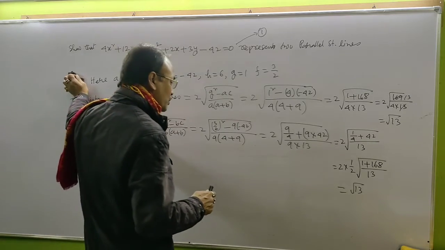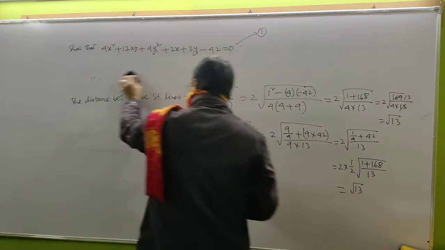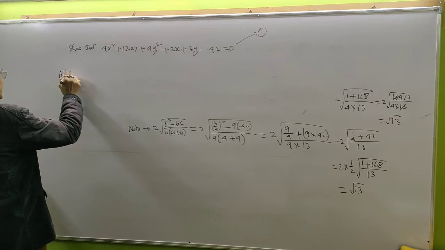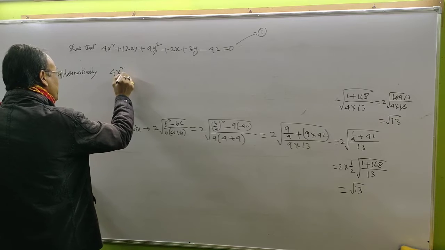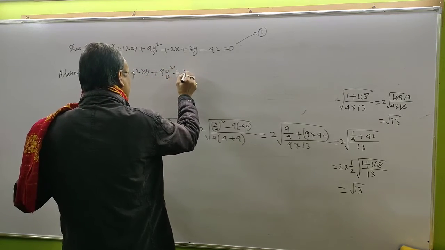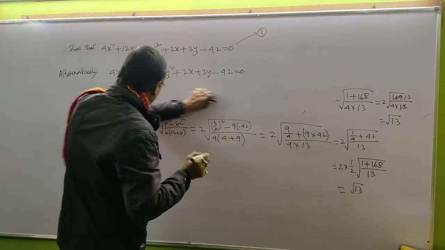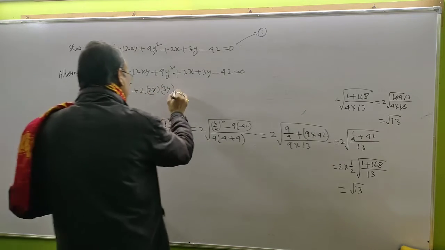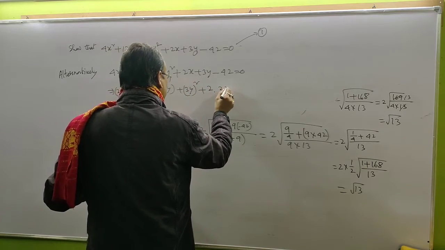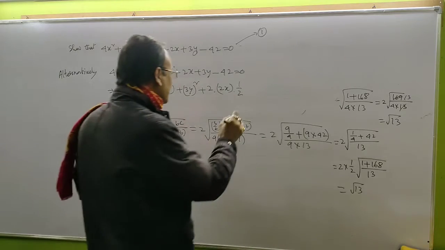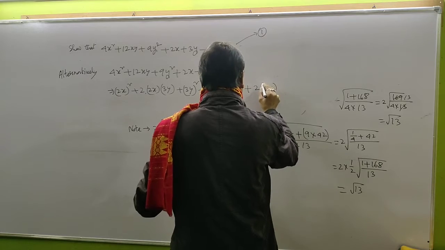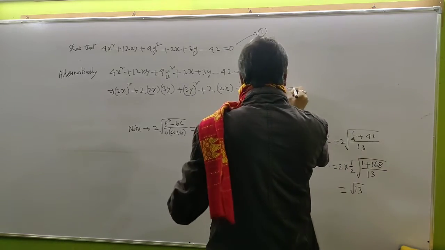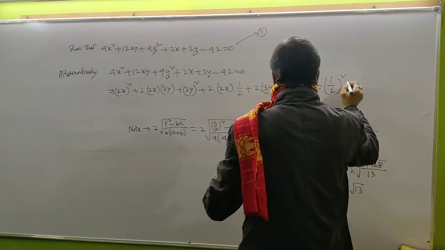Now, as before, we shall try to solve this problem in an alternative way. Alternatively, the given equation can be written as: (2x) whole square plus 2 into 2x into 3y plus (3y) whole square plus 2 into 2x into 1 by 2 plus 2 into 3y into 1 by 2, plus (1 by 2) whole square equal to (1 by 2) whole square plus 42.